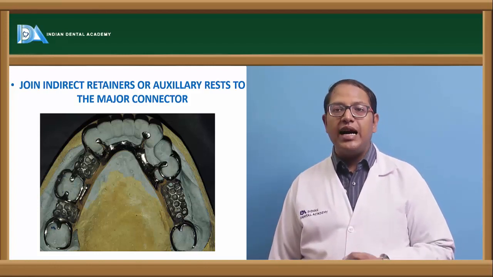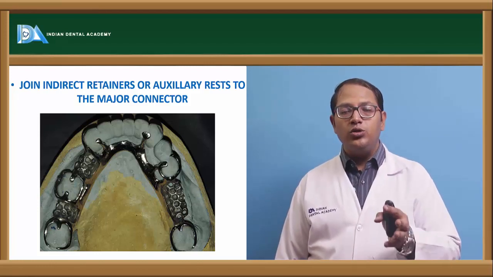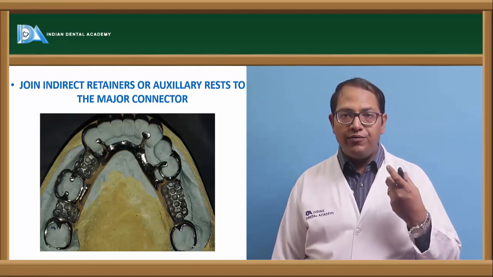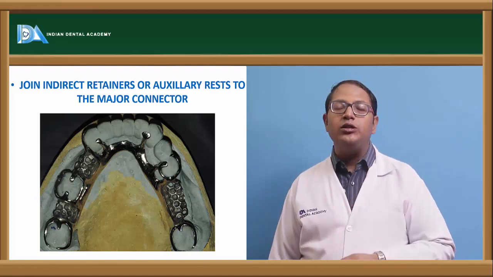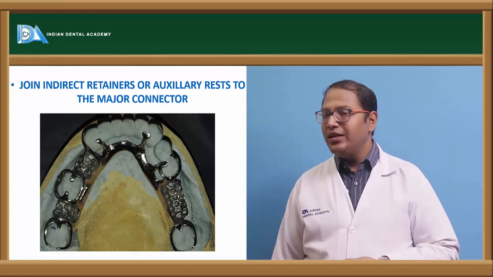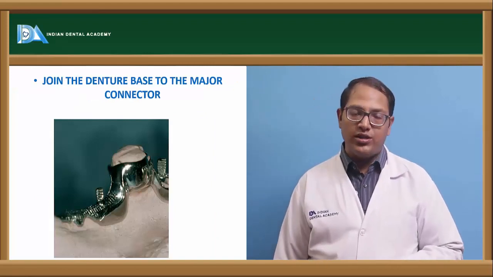It should be designed to lie in that embrasure only between the teeth to dispose the bulk as much as possible, so that the forces that are acting will not tend to bend or break the minor connector in that region. The next component is the one which joins the denture base to that of the major connector.